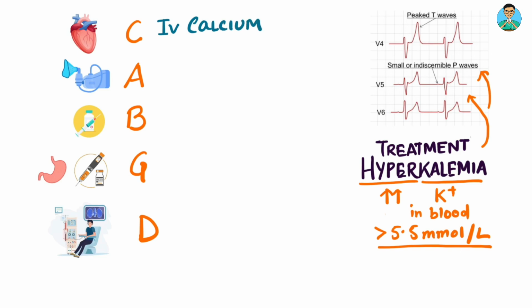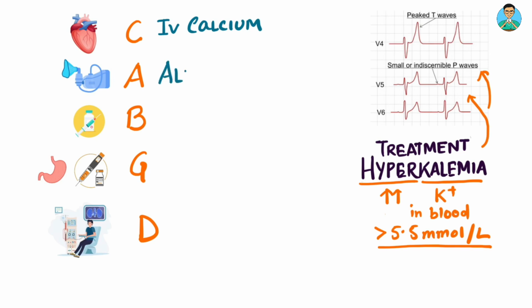We give IV calcium to stabilize the cardiac function and prevent the heart from hyperkalemia induced ECG changes and arrhythmia. This is required to prevent a cardiac arrest which may kill the patient instantaneously. However, this IV calcium does not contribute to lowering potassium levels in the blood.